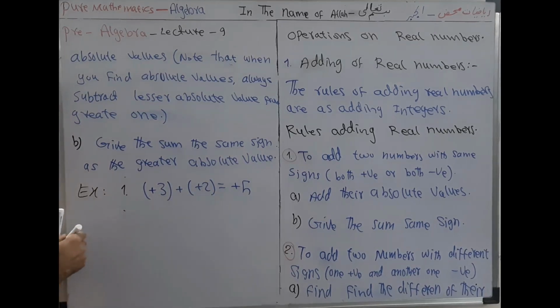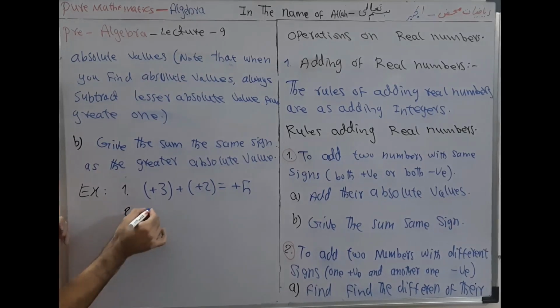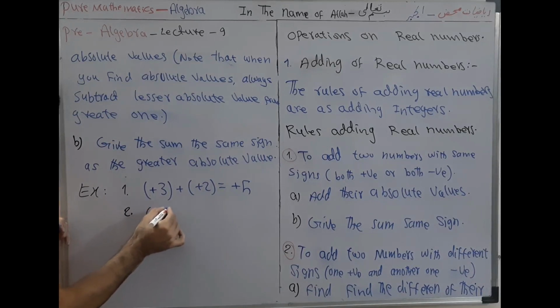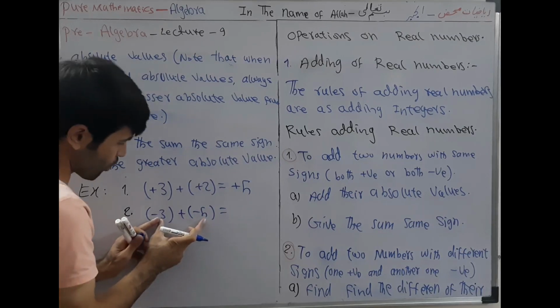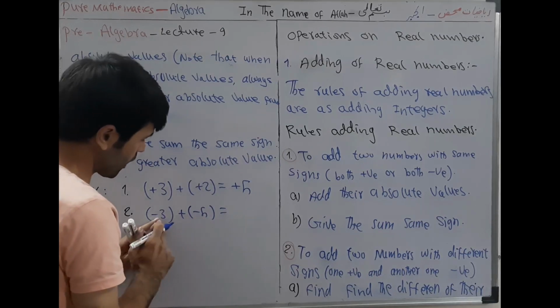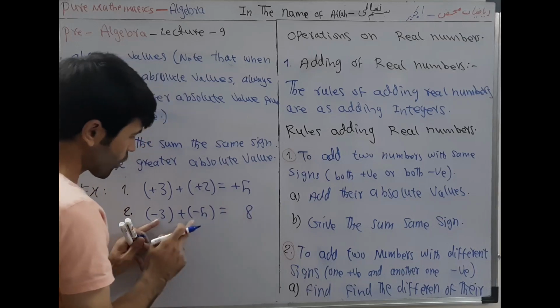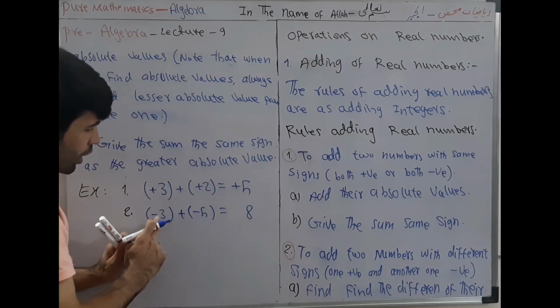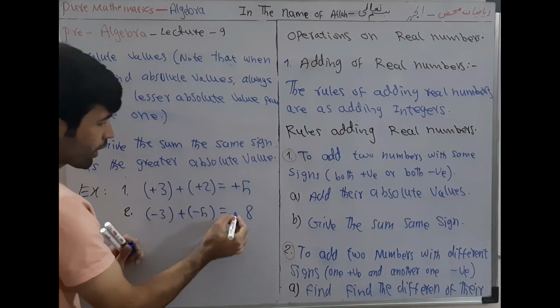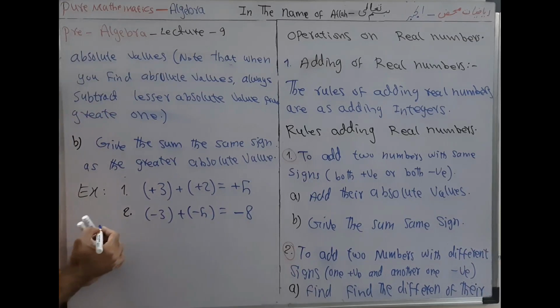Example 2. If we have minus 3 plus minus 5, we add absolute values. Here we have 3, here we have 5. 3 plus 5 is 8. They have the same sign, minus, minus. Here we write minus 8.